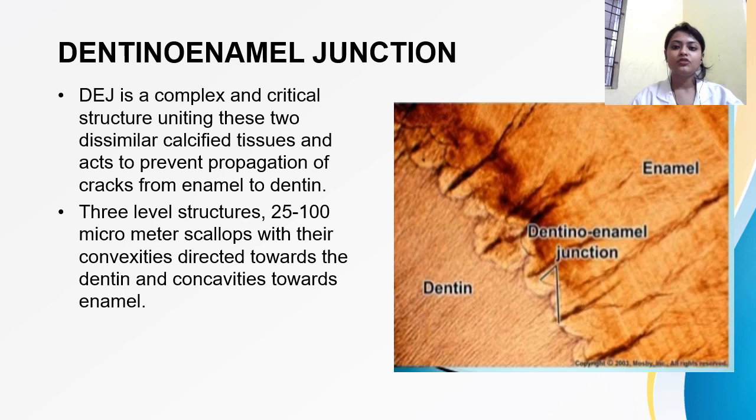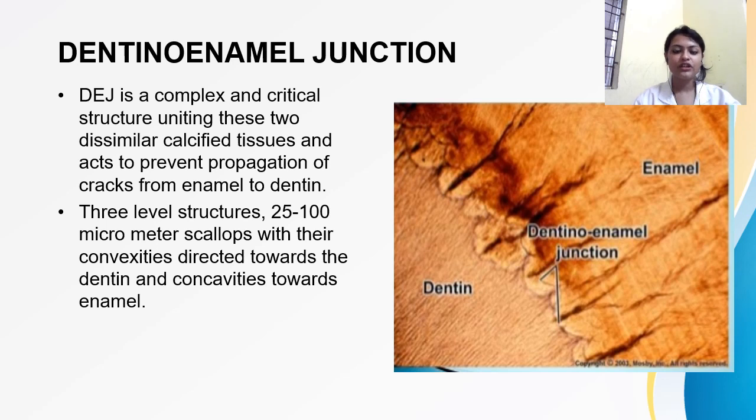Now coming to the dentino-enamel junction. The dentino-enamel junction is a complex and critical structure uniting these two dissimilar calcified tissues and acts to prevent propagation of cracks from enamel to dentin. So it is actually helping to prevent any type of cracks, because enamel is a different type of tissue, dentin is totally different, but in between that this is the junction.